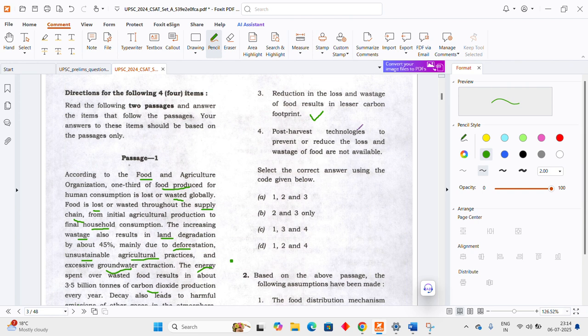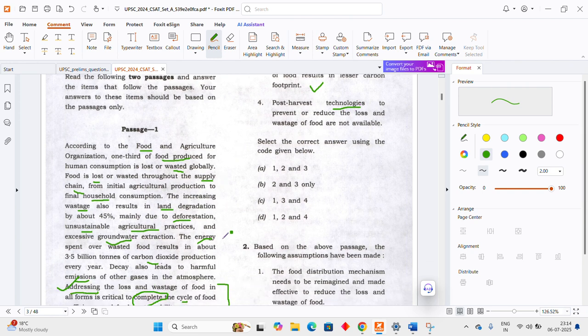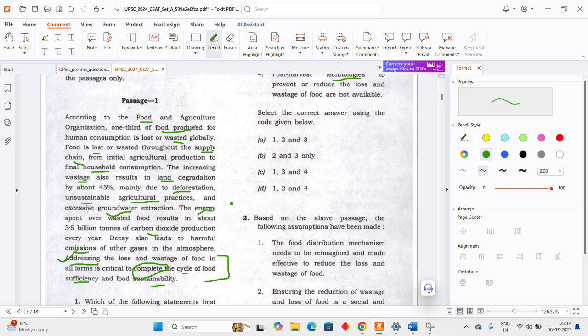Then we have: post-harvest technology to prevent or reduce the loss and wastage of food is not available. It is talking about technology. Do you have technology anywhere here? You have underlined all the important words: wastage, supply, land, deforestation, groundwater, energy, emissions. No. Technology has not been mentioned here. So you can cut out this fourth statement as well.